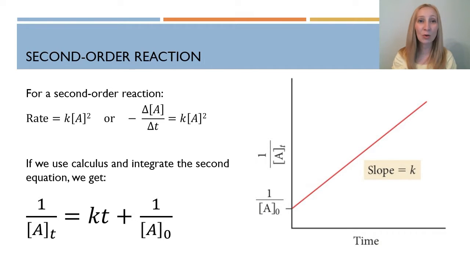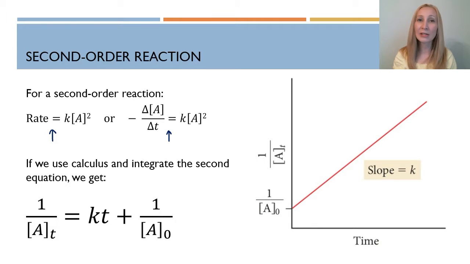Now in a second order reaction, we have the rate law, rate equals k times the concentration squared. Now if we substitute in rate, we get negative change in concentration over change in time equals k times the concentration of A squared. So we're just substituting in the definition for rate here.